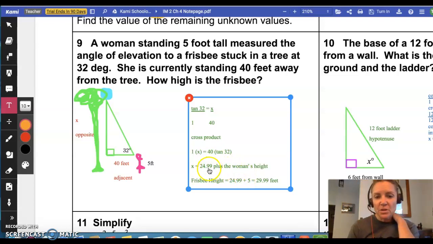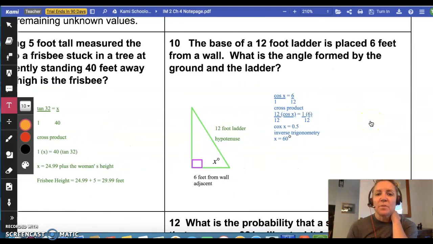That you want to take that though and add the woman's height. So she's 5 feet. So if you add the 5 feet back in, that frisbee is up there. It's 29.99 feet.